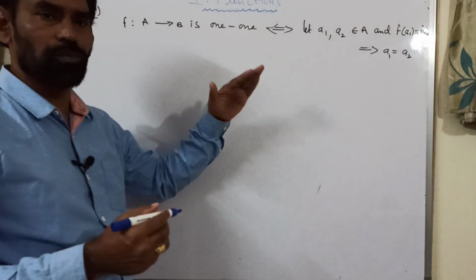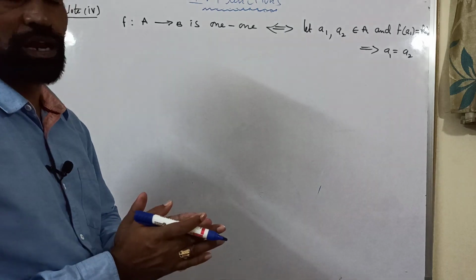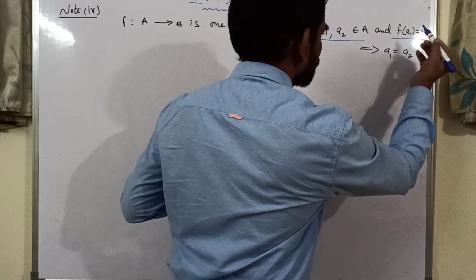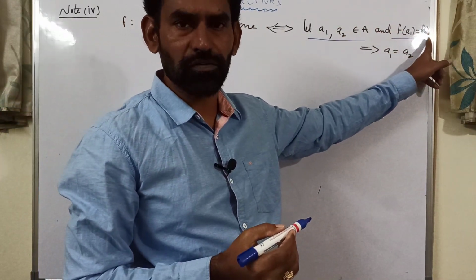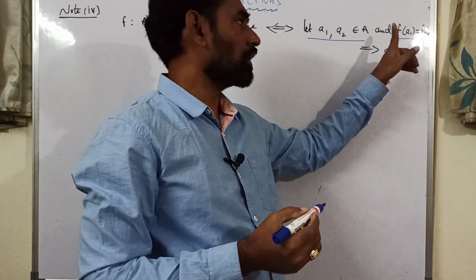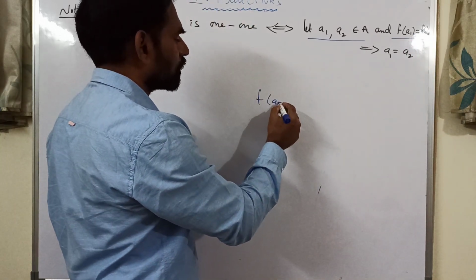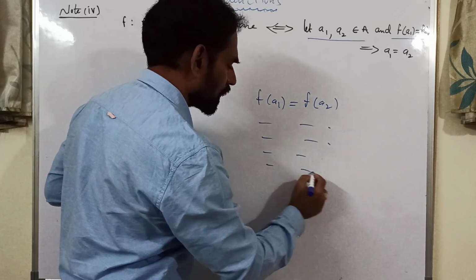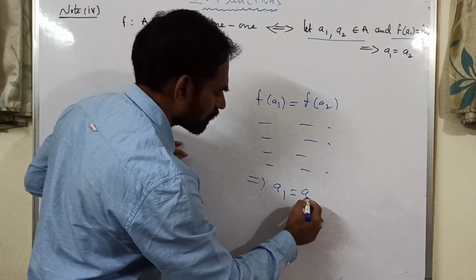This is exactly the opposite of the previous definition. To show whether the given function is one-one or not, first we have to select two elements in the domain and assume that both the images are equal. After that, we have to prove A1 equals A2. We start with f of A1 equals f of A2, do some calculations, and after calculating, if you get A1 equals A2.